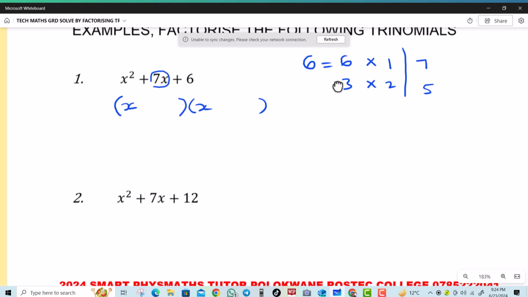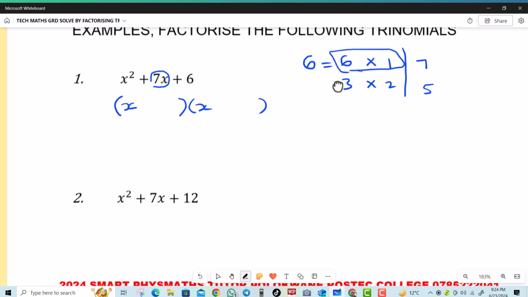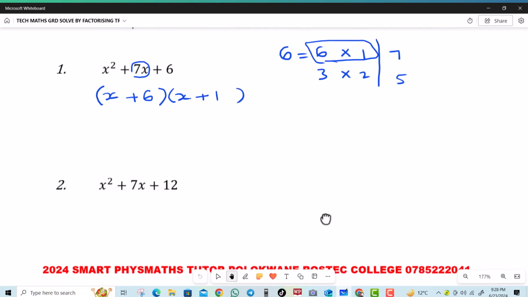So in other words, I'm going to have 6 and 1 as my answer here. I'm going to say x plus 6, then x plus 1. That's my answer here. Another example.